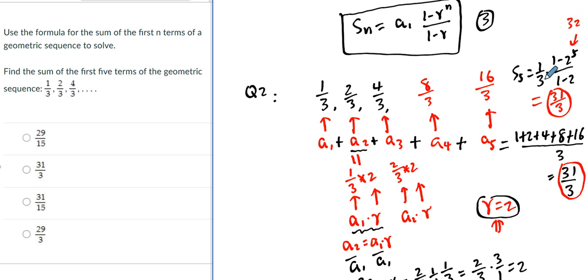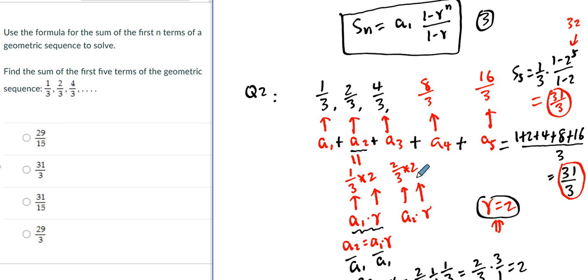-31 divided by -3. Downstairs again is -3, because 1 minus 2 is -1, and -1 times 3 is -3. So then you have -3 downstairs, -31 upstairs, you get this number. So either way, you get 31/3, which is this one, the second choice.